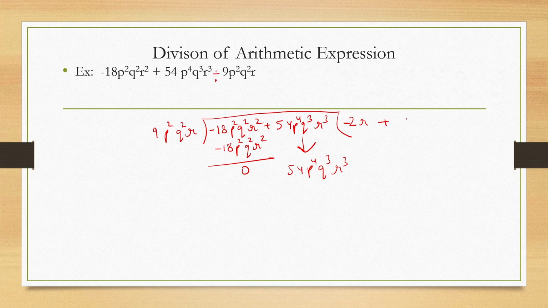So what should I multiply? I get this term: 6 p square q r square. If I multiply this 6p square q r square with this, I will get 54 p4 q cube r cube. So the remainder is 0 and the quotient is minus 2r plus 6p square q r square. That is the answer of this question. I hope it clears to you.